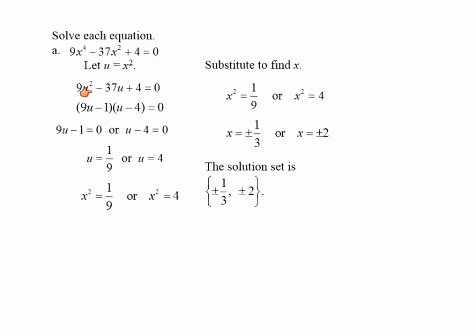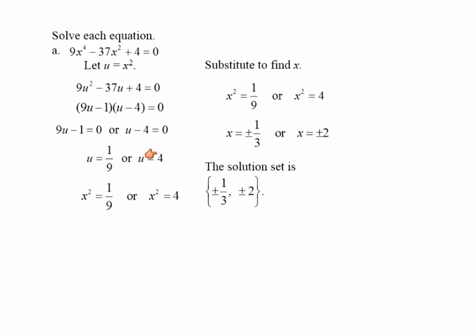Well, everybody should know how to factor this. Now again, if you have a problem with factoring, I would suggest to go back and review the sessions on factoring that I have. So we get 9u minus 1 times u minus 4. We solve for u by letting each of these parentheses equal to 0.